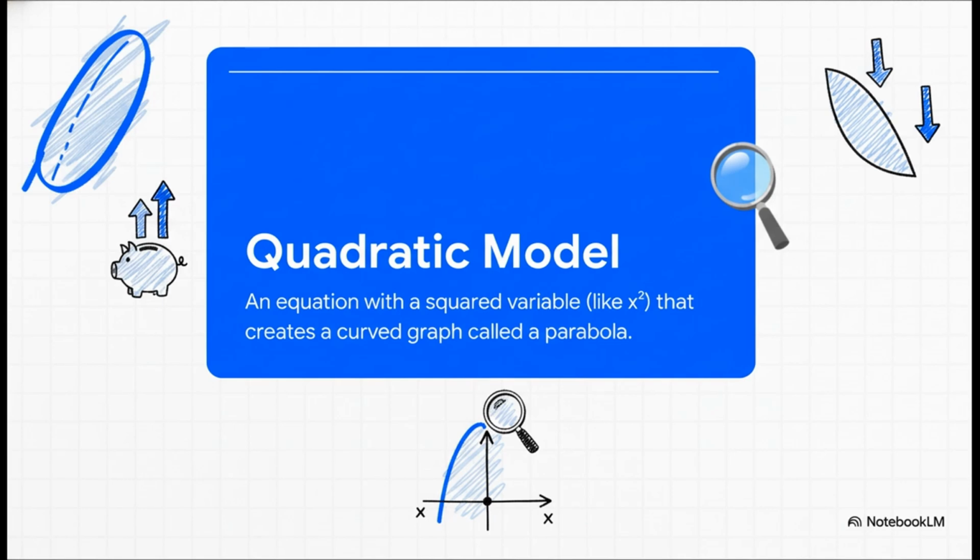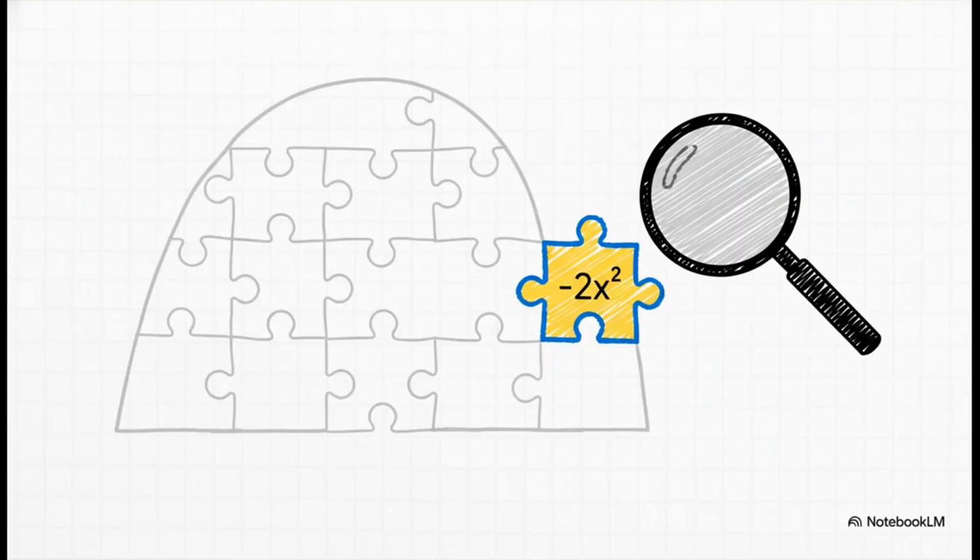And these things are everywhere, modeling the arc of a thrown ball or even helping a business find its maximum profit. Now, out of that whole equation, I want you to zoom in on just this one little piece, the minus 2x squared term. It might not look like much, but this tiny part of the puzzle is the absolute key. It tells us everything we need to know about the big picture.